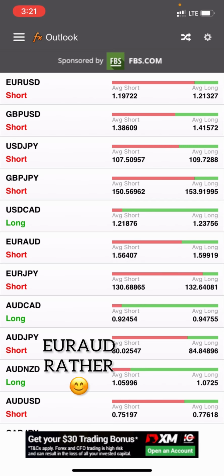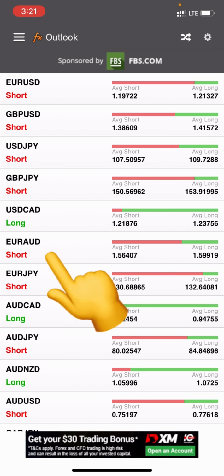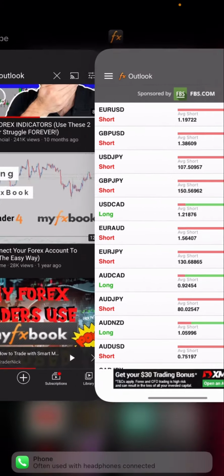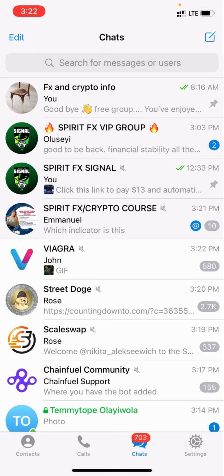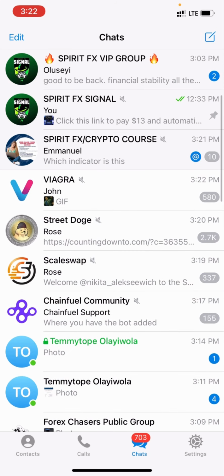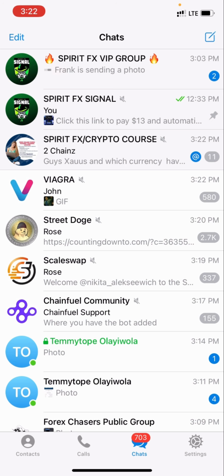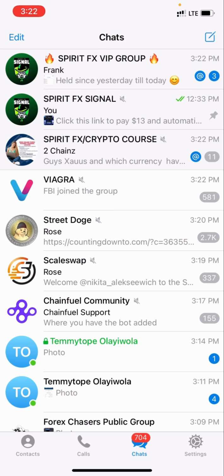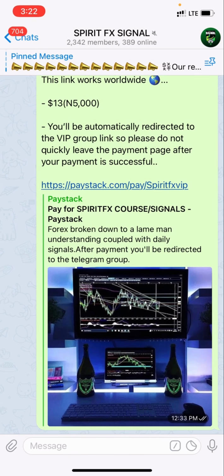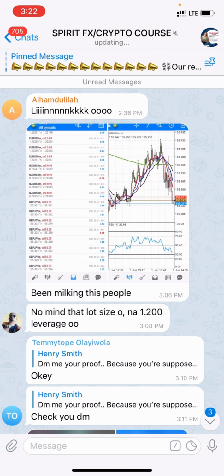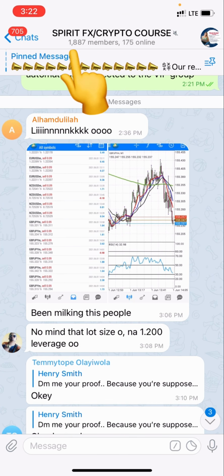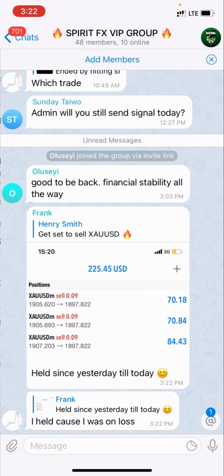Now, this is EUR/USD. Let me go to my Telegram group so you can see for yourself how the trade actually went. As you can see, the first one is Spirit FX VIP group. That's my VIP group. The second one is the free group, and the third one is the free group. The first free group, I have 2,342 members. The second free group, I have 1,887. But that's not the issue. I want to show you guys the trade.